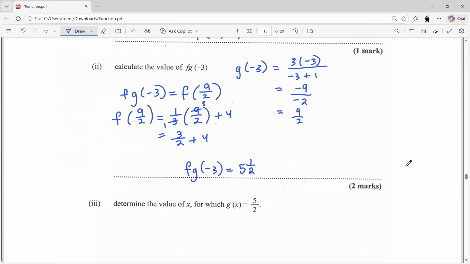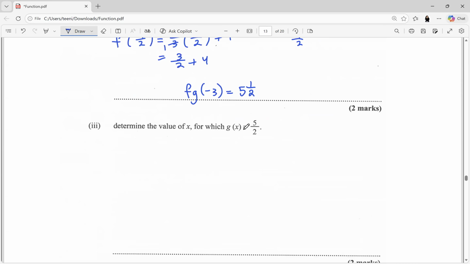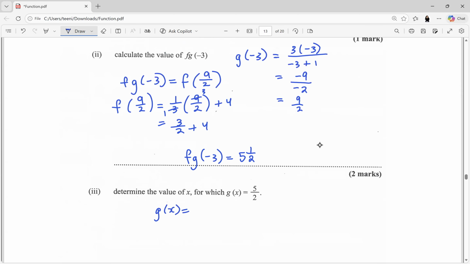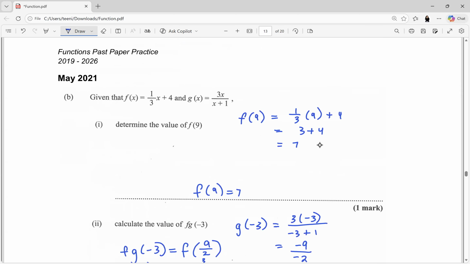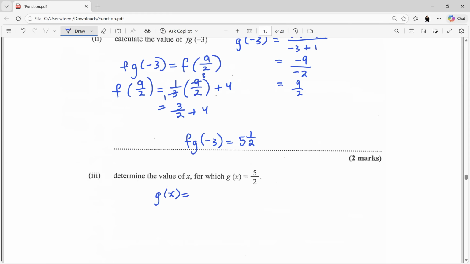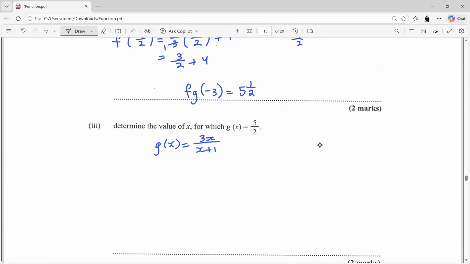Yes, good. All right, determine the value of x for which g of x is 5 over 2. So g of x, let's recall what g of x is. g of x is 3x over x plus 1. So if g of x is equal to 5 over 2, that means 3x over x plus 1 is equal to 5 over 2.